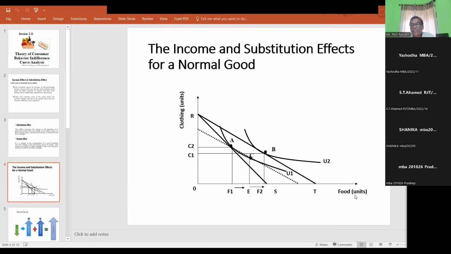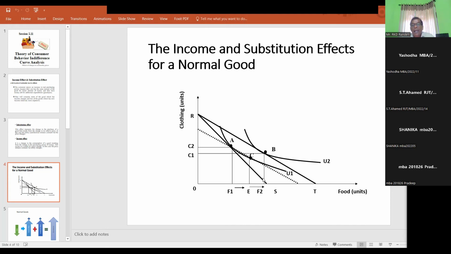Now assume that this is a normal good, then if the price of the normal good reduces, he can buy more food. Now the budget line shifts to RT. This is the new budget line, RT, according to the reduced price. Now the consumer can reach a higher level of indifference curve, that is U2, can make more utility, and can consume more food, that is F2.